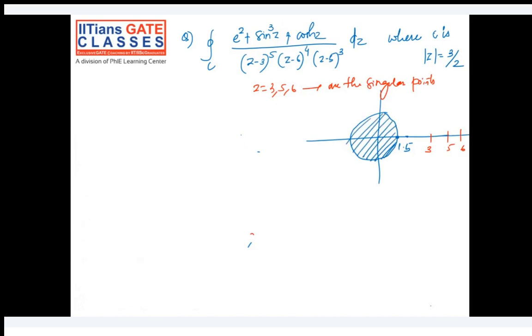So hence we can say that the function is analytic everywhere within and on the simple closed curve C. And hence, according to Cauchy's integral theorem, the integration over closed curve C of f of z dz is 0, if f of z is analytic everywhere within and on the simple closed curve C. Hence, the answer for this question is 0. Are you following?